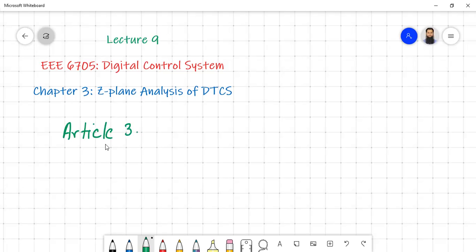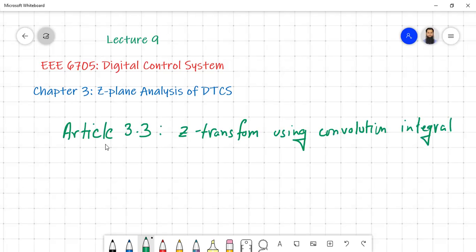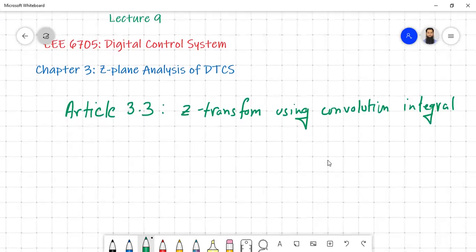Article 3.3. Z transform using the convolution integral. Okay, so assume a simple diagram of an impulse sampler with an arrow, of course, denoted by delta t. x(t) is the continuous time signal, and the corresponding sampled signal is x star t.